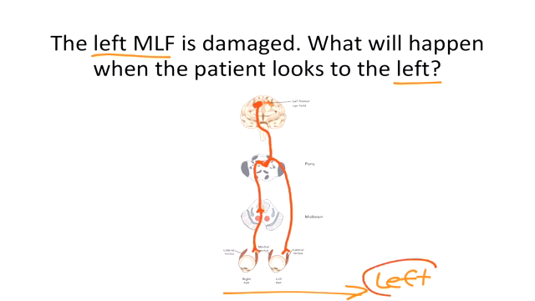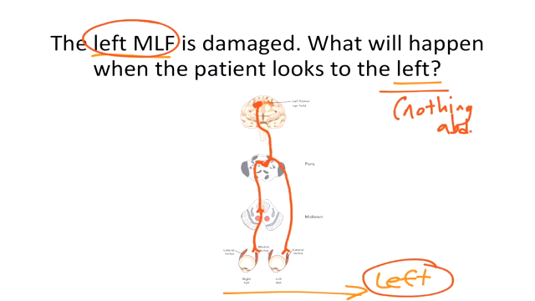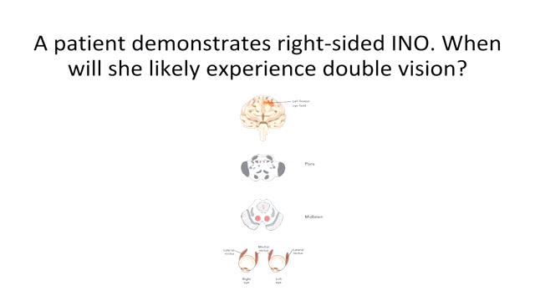So the patient can look left just as normal, because we did not need the left medial longitudinal fasciculus in order to look left. So going back to our question, when the patient looks left, what will happen? Nothing abnormal. Let's do another question. Let's say a patient demonstrates right-sided internuclear ophthalmoplegia. When will she likely experience double vision?